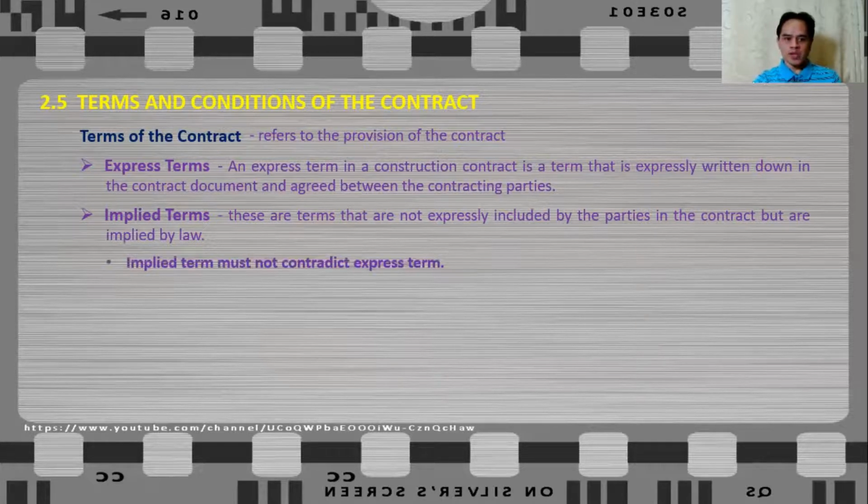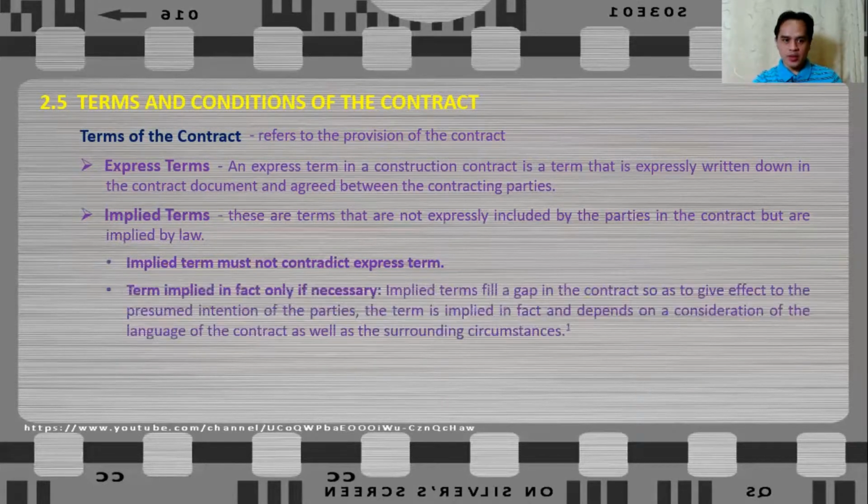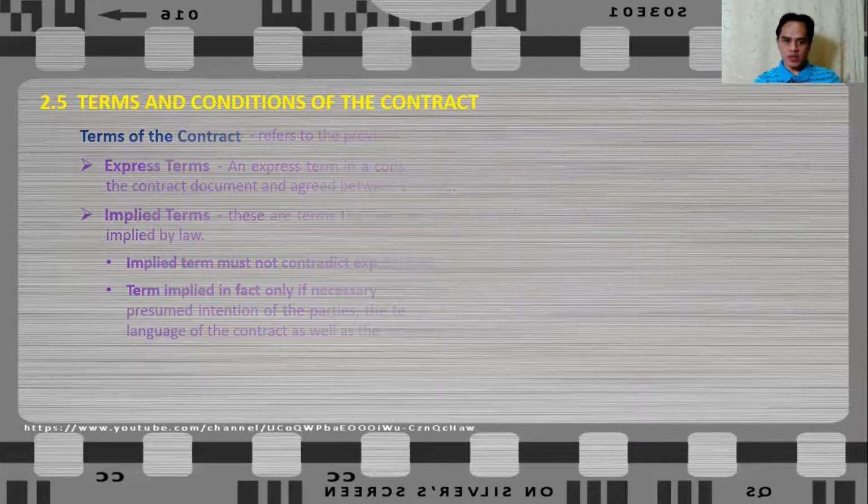So implied terms must not contradict the express terms. That's one thing. Next is that a term is implied in fact only if necessary. What does it mean? Implied terms fill the gap in a contract so as to give effect to the presumed intention of the parties. The term is implied in fact and depends on the consideration of the language of the contract as well as the surrounding circumstances. So that is how the implied terms work.